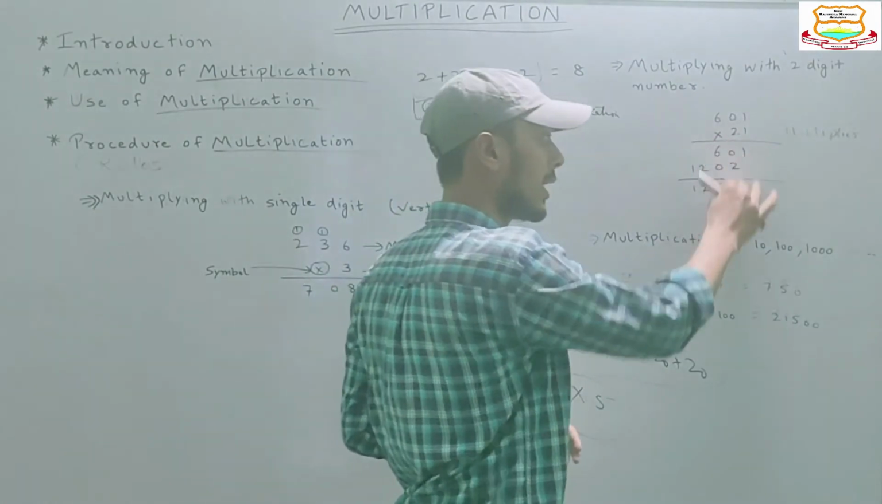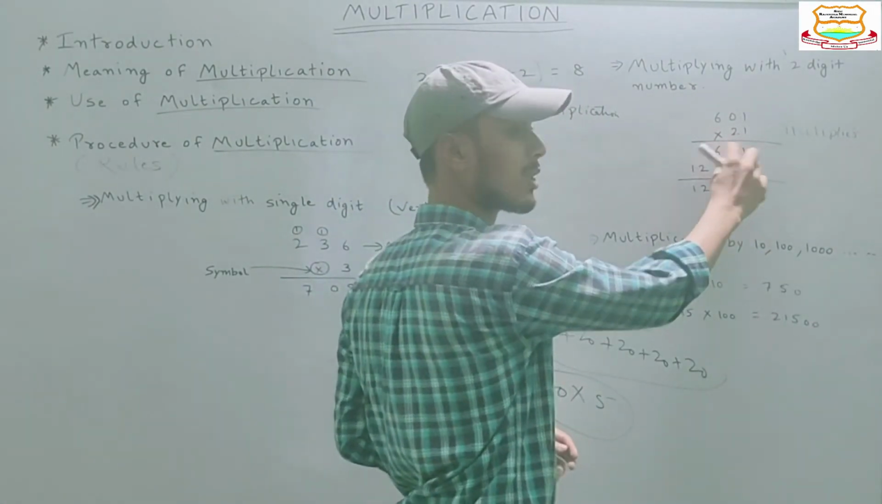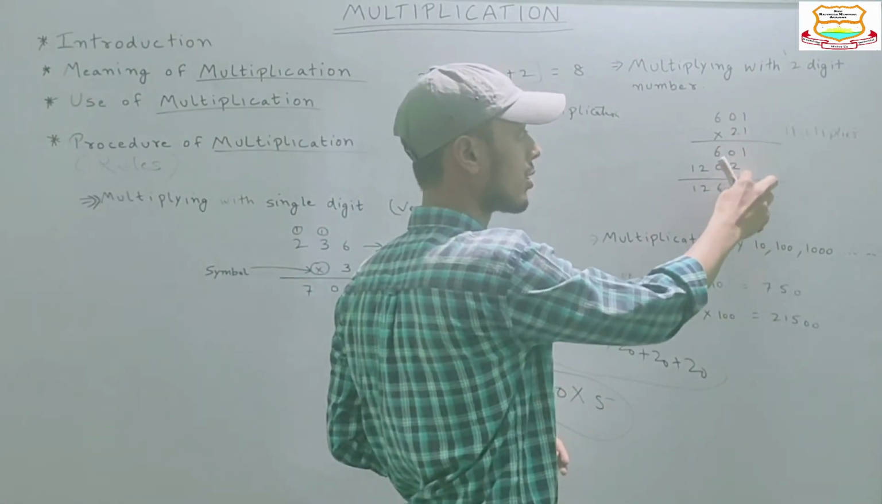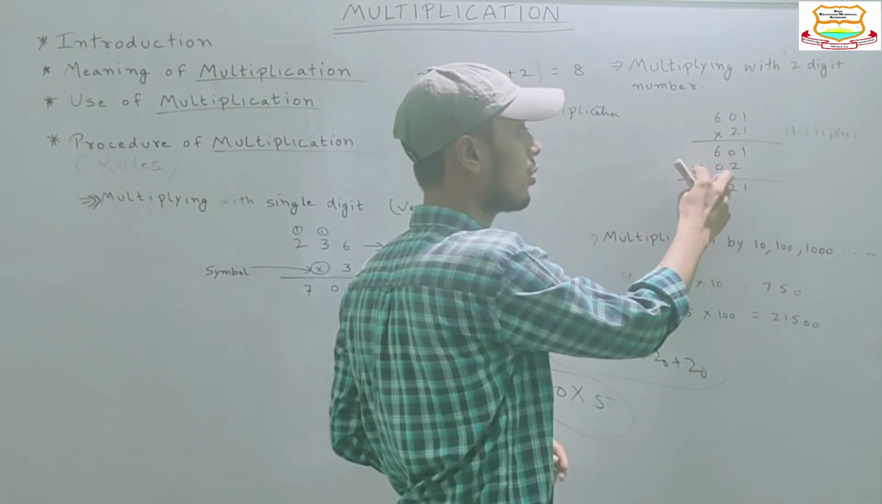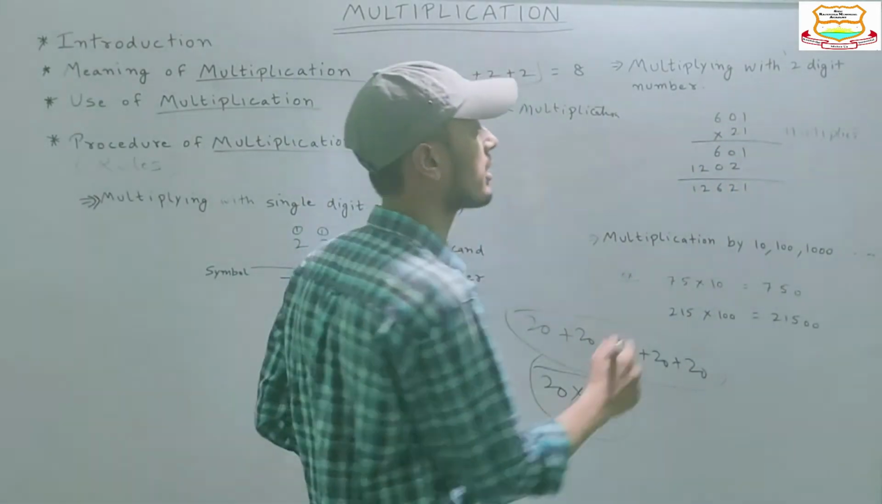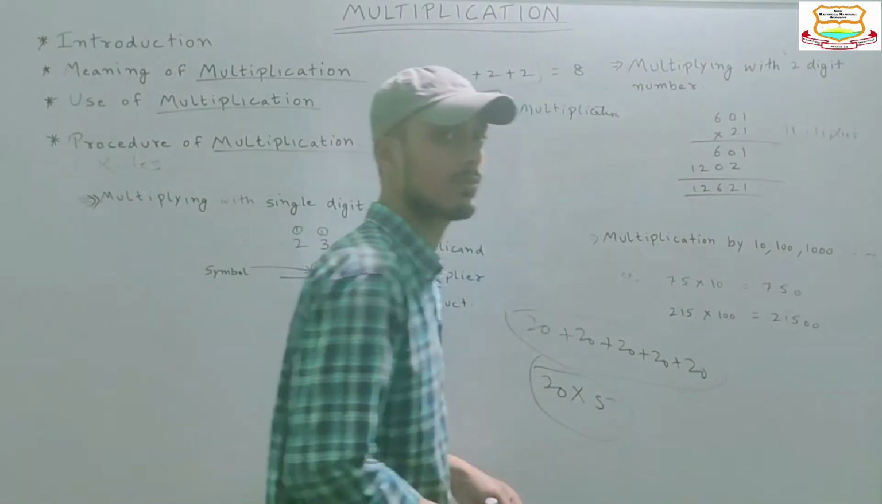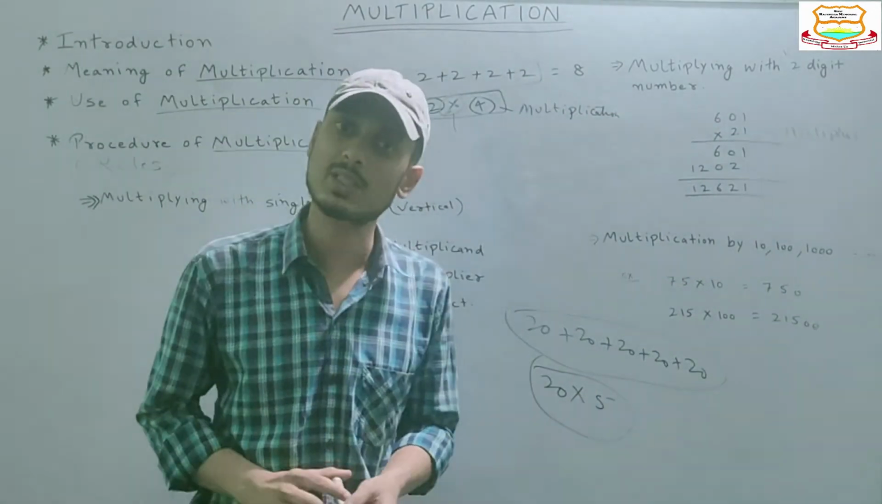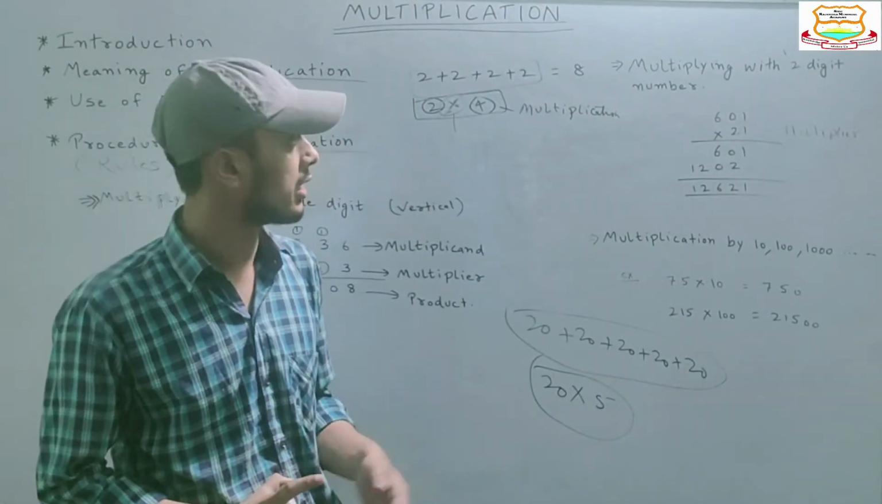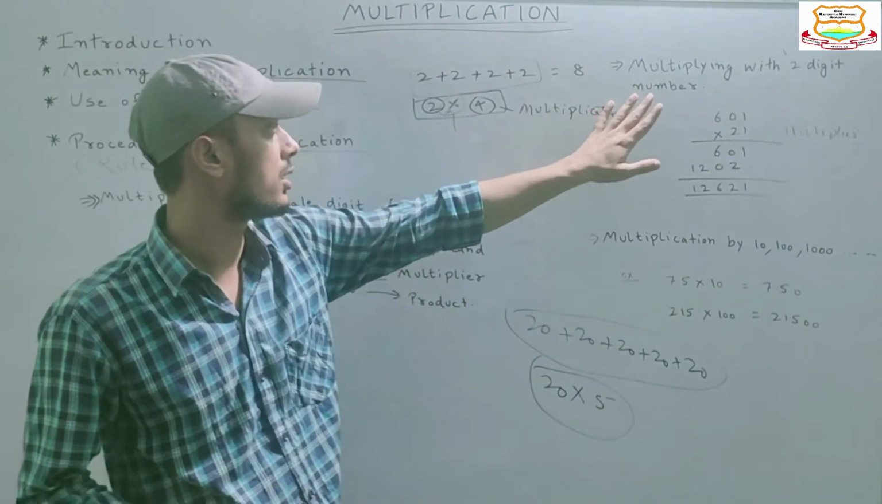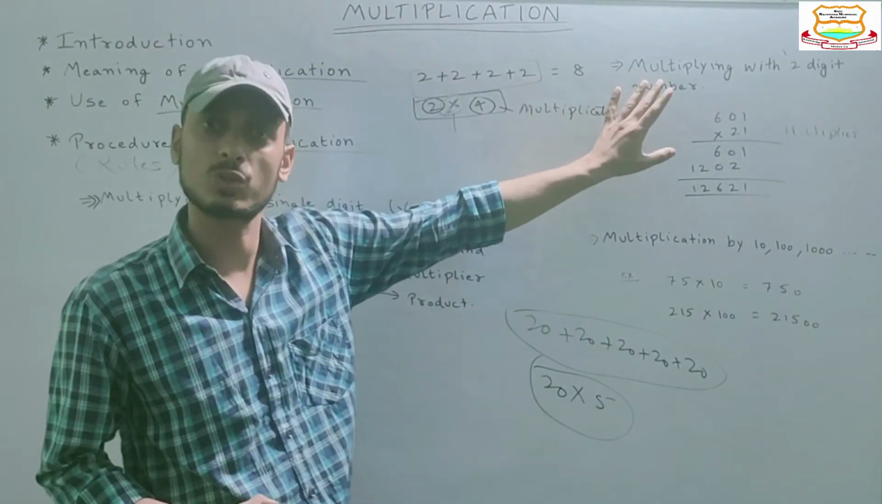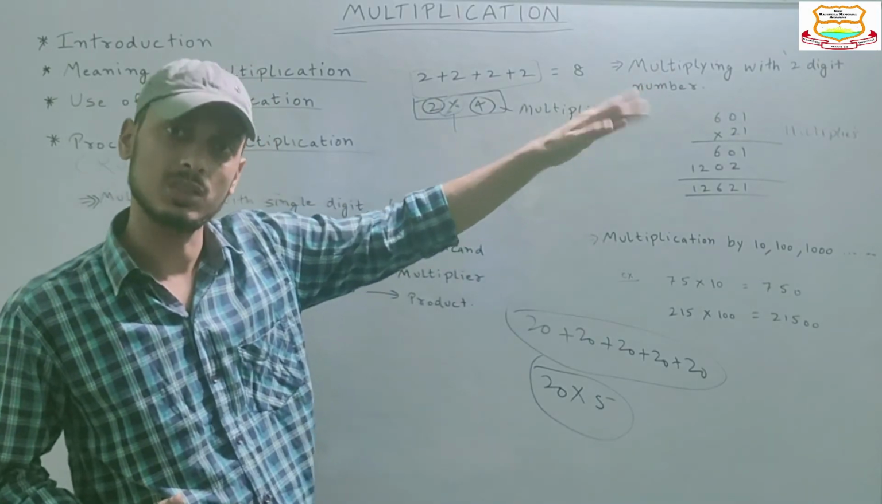Now you need to add these two numbers. 1, 2 0 2, 6 0 6, 2, 1. Then the product is this one. This is the product. Got it? How did I multiply? It is not so difficult. If you revise and practice more and more questions, you will learn it.